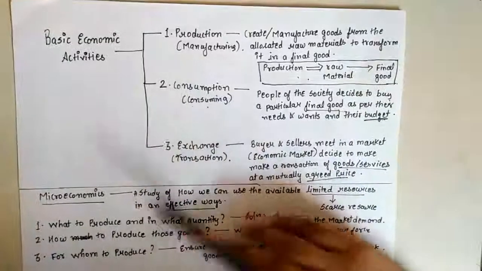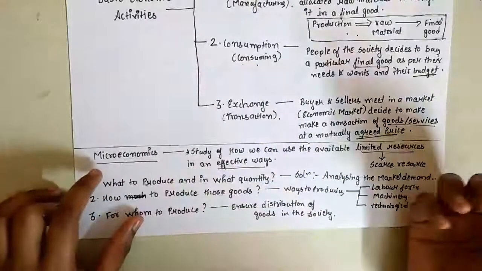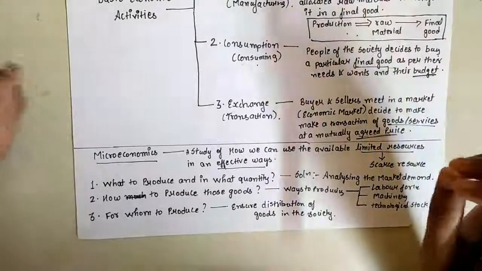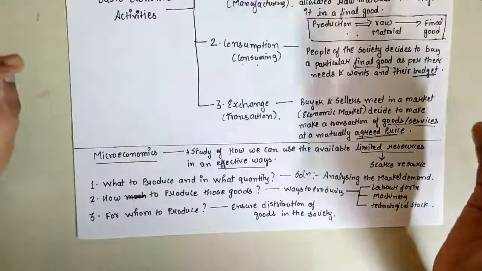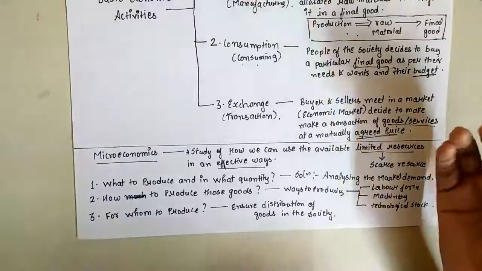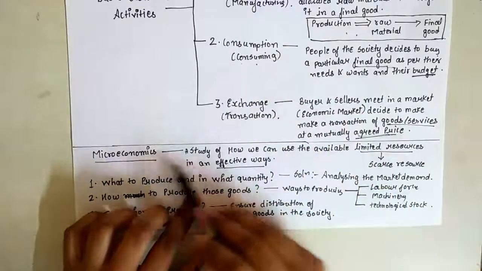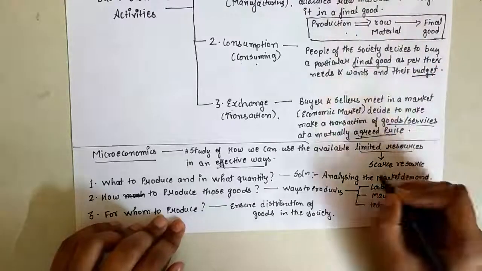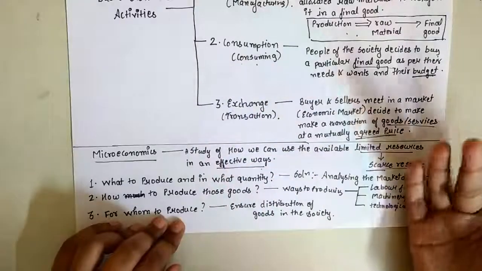So, microeconomics. Let's get started with the basics of it, because microeconomics is a study of how these scarce or limited resources, because there are limited resources in our economy, can be used effectively for our economic growth and to satisfy the people of the society. So the definition says a study of how we can use these available limited or scarce resources in effective ways so that everyone gets the benefit of that.